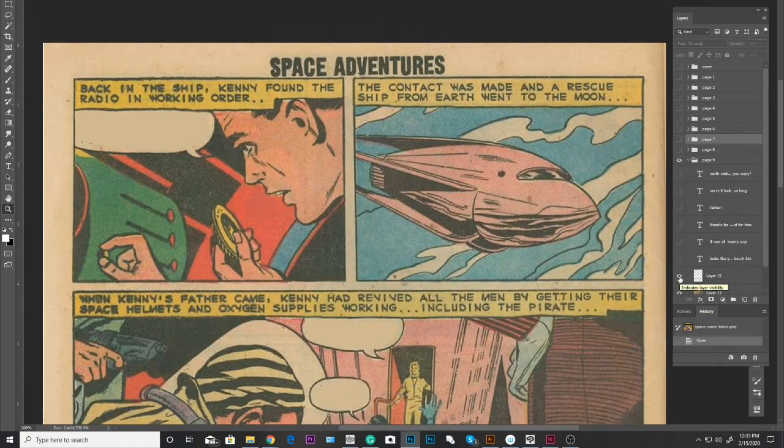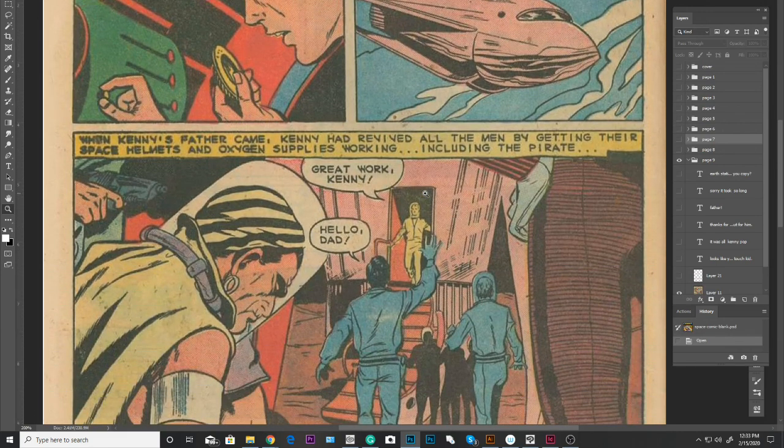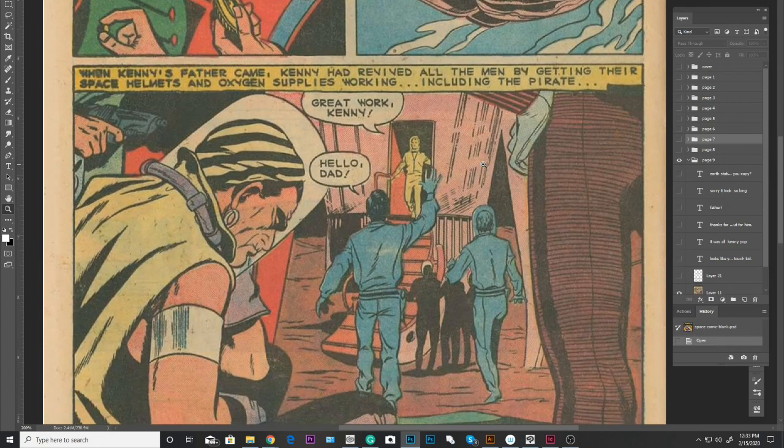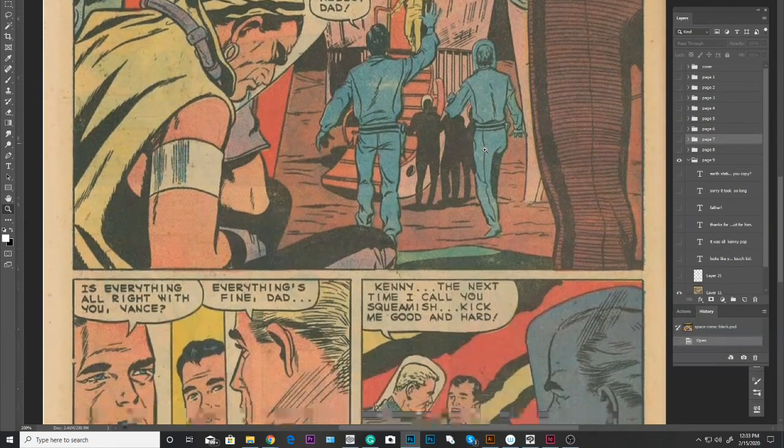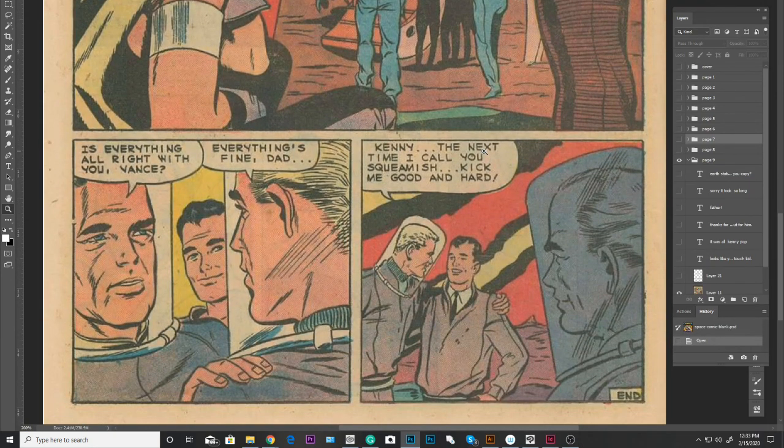All right, back in the ship, Kenny found the radio in working order. Calling Earth, calling QZQ 121. Please answer. The contact was made, and the rescue ship from Earth went to the moon. When Kenny's father came, Kenny had revived all the men by getting their space helmets and oxygen supplies working, including the pirate. Great work, Kenny. Hello, Dad. Is everything all right with you, Vance? Everything's fine, Dad. Kenny, the next time I call you squeamish, kick me good and hard.